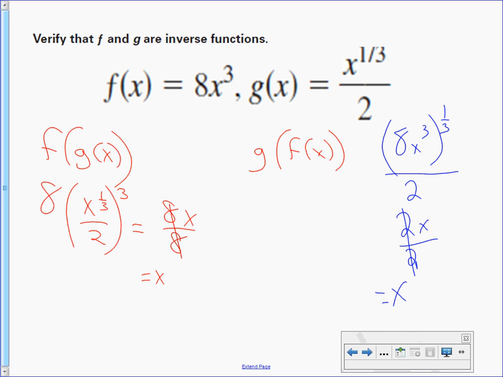Does that make more sense when you see it written as f and g? I think so too. I just want to give you the idea that you take one equation, substitute in the other, then do the same thing on the other side. If you simplify out, you get x for both of them. They are inverses. Inverses really aren't scary.